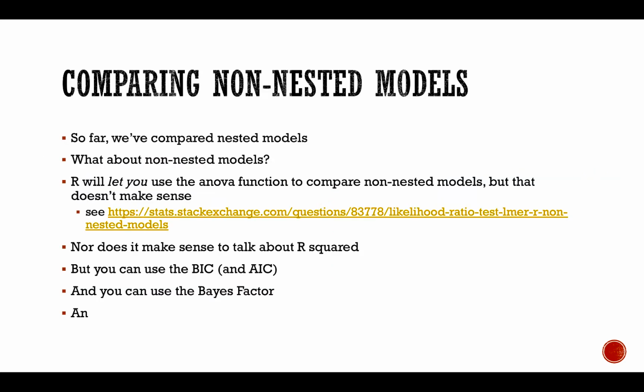Okay, so comparing non-nested models. So far we've only compared nested models. What about non-nested models? R will let you use the Anova function to compare non-nested models, but that doesn't make any sense at all. If you're computing a p-value comparison, you can do it. R will let you, but it doesn't make any sense. To see some discussion on that, go to stats.stackexchange.com. And likewise, it doesn't make sense to talk about an R squared because you're comparing apples and oranges at this point. But you can use the BIC and the AIC, and you can use the Bayes factor.